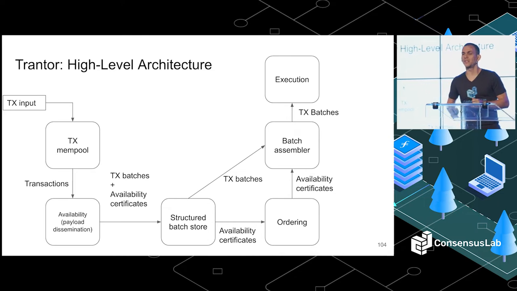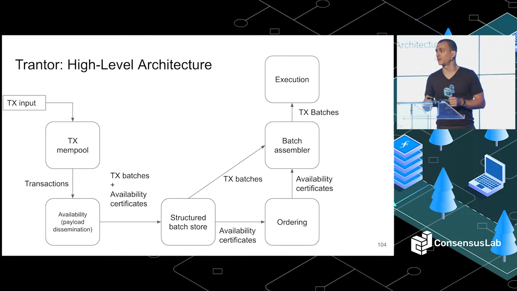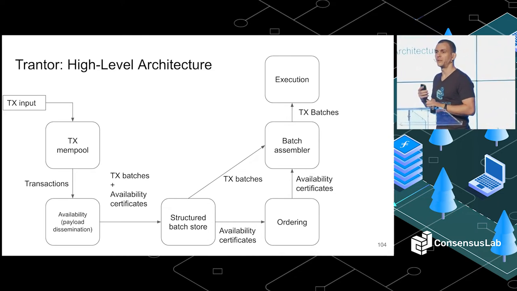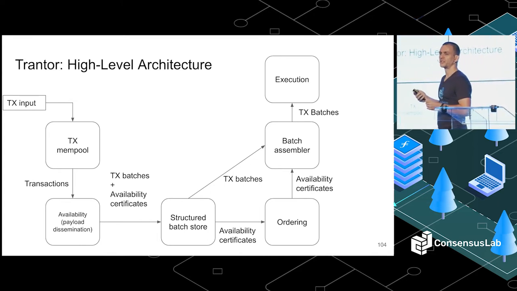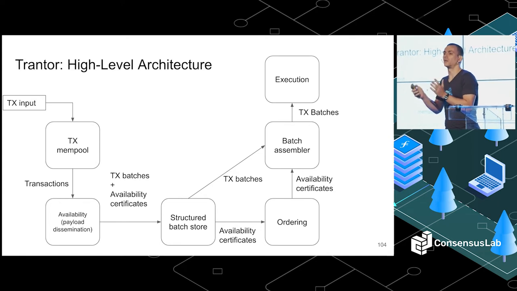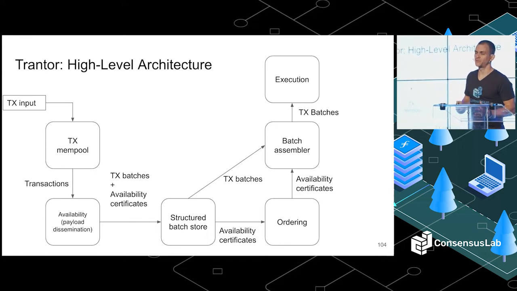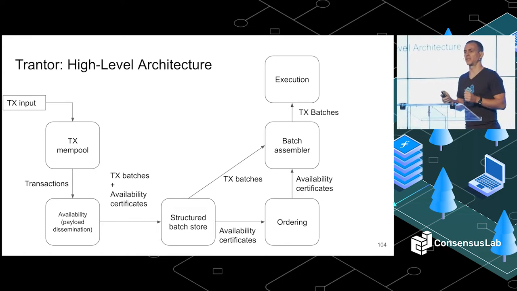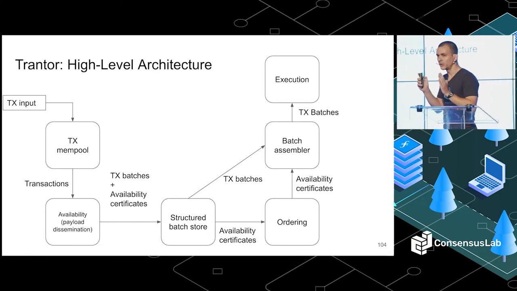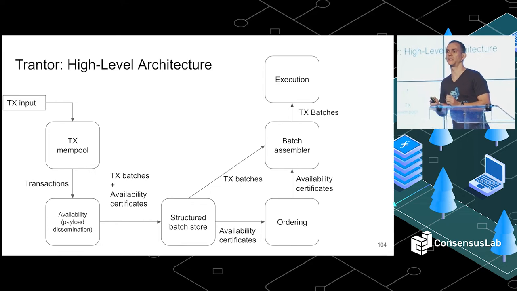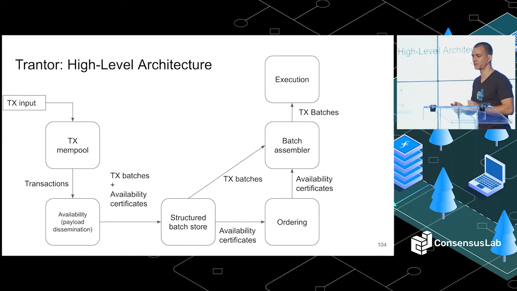Then we only take the availability certificates, which are small compared to all the payloads of the transactions, and we order those. In the past, there have been many consensus protocols or total order broadcast protocols that were handling all the payload of the transactions. That was becoming the bottleneck. It was very complex and complicated, and many trade-offs needed to be made. Here we only focus on ordering small pieces of data that represent batches of transactions, which are the availability certificates.